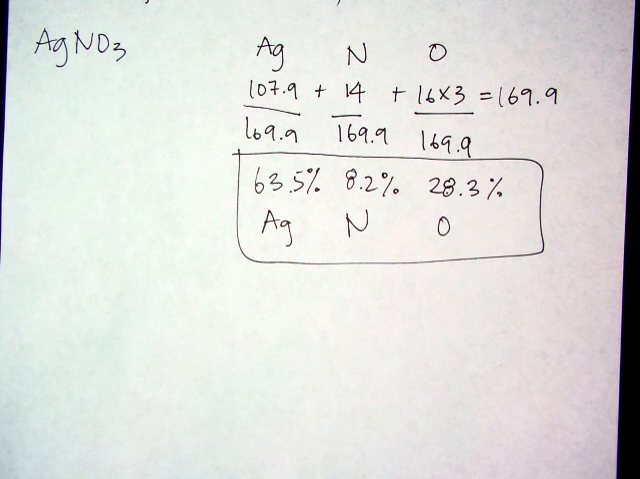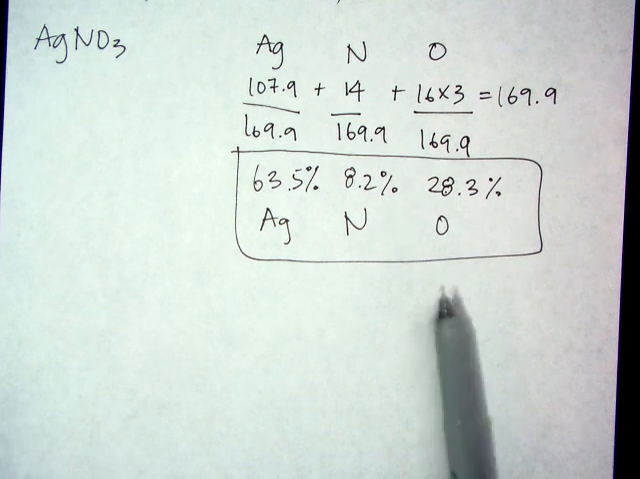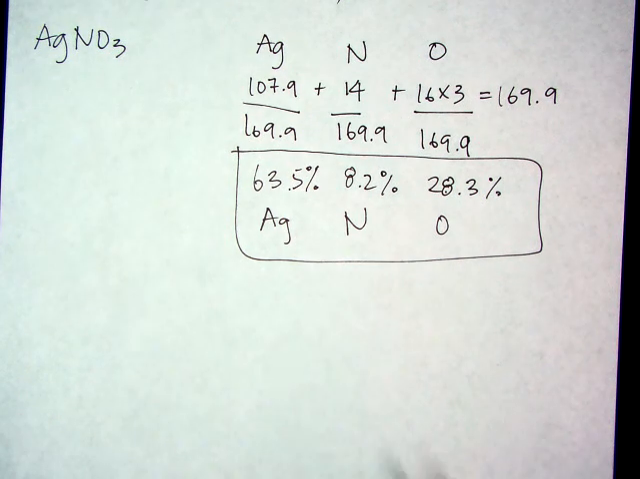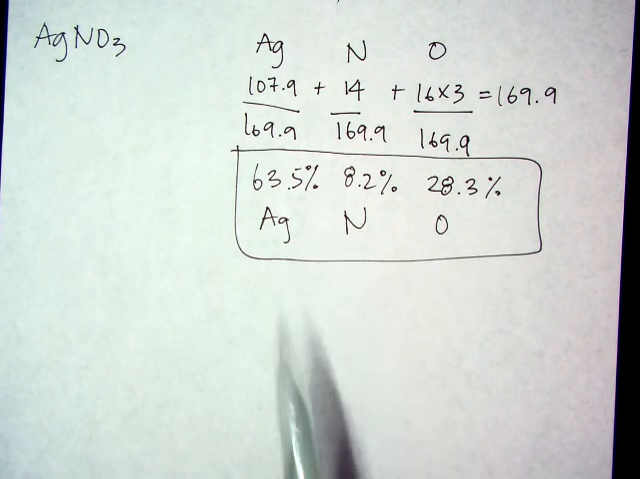What's the answer? 03. Nope. No, because there are 3 oxygens, so you total those masses up. But this would be the answer. It's by mass, those elements, that percentage.